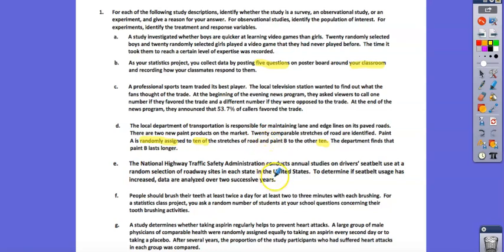Here's the other one I was thinking about. The National Highway Traffic Safety Administration conducts annual studies on drivers' seatbelt use at random selections of roadway sites in each state to determine if seatbelt usage has increased, and data is analyzed over 2 successive years. This is definitely an observational study because no treatment is administered. You're not trying to affect the outcome at all.